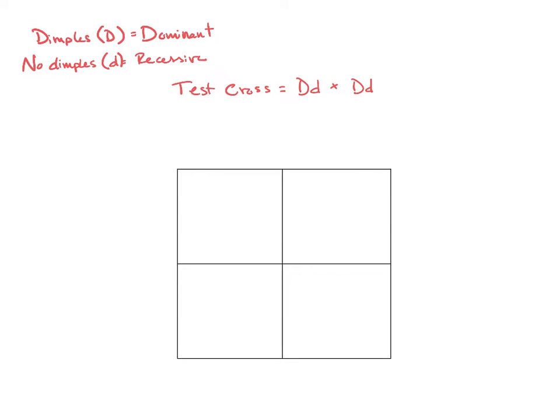Next, let's continue to use our example with dimples and no dimples, and let's do a test cross where we have two people who are both heterozygous for the trait. This means that both people have the genotype big D, small d, so they both have one allele for the dominant trait and one allele for the recessive trait. Remember, the first step is to distribute the letters across the top and side of your Punnett square. So we'll take one of the parents and put it across the top, so we'll have a big D and a small d. And then we'll take the other parent and put it on the side of the Punnett square, so we have big D, small d.